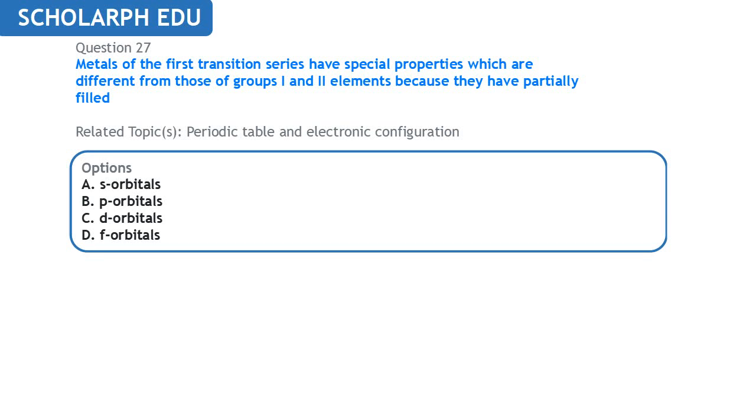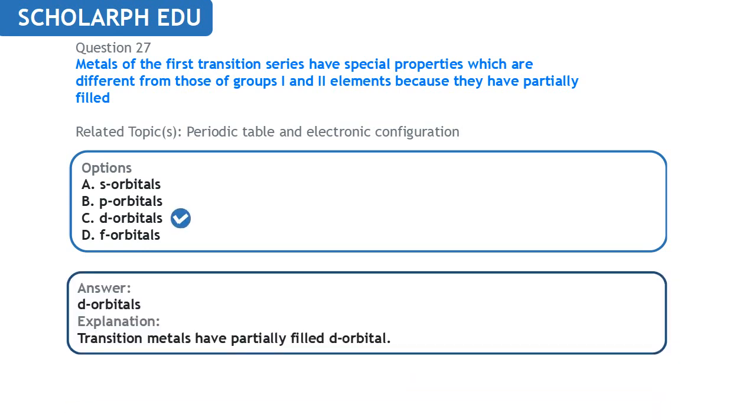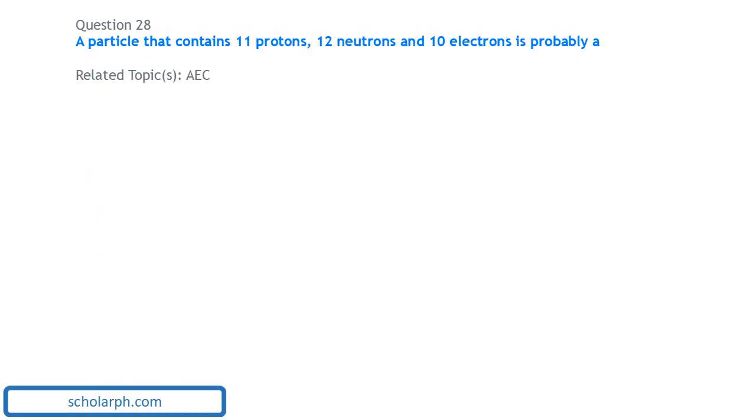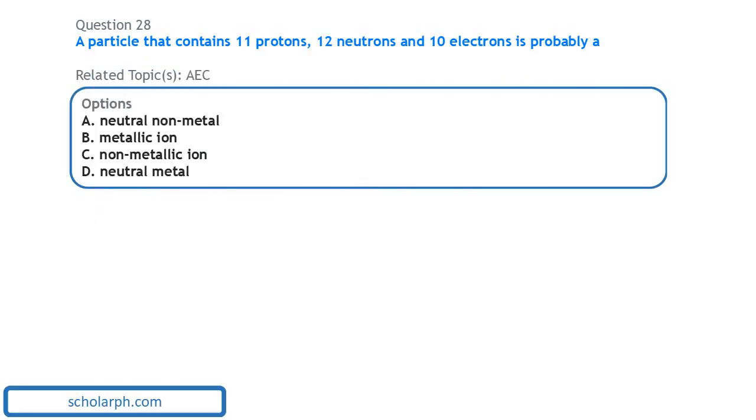Metals of the first transition series have special properties which are different from those of group 1 and 2 elements because they have partially filled... Generally, the elements in the transition series have partially filled d orbitals, which accounts for many of the properties of these metals, like the formation of colored ions, their use as catalysts in some reactions, etc. A particle that contains 11 protons, 12 neutrons, and 10 electrons is probably A.